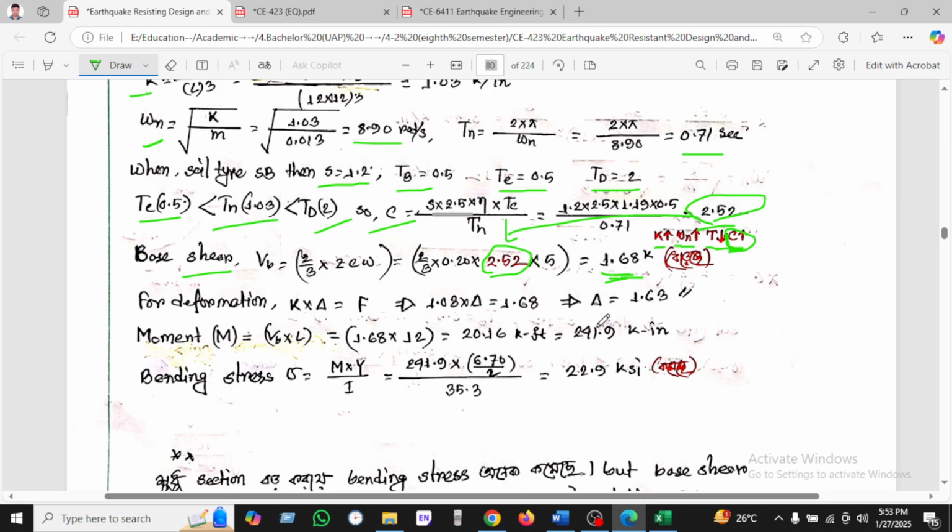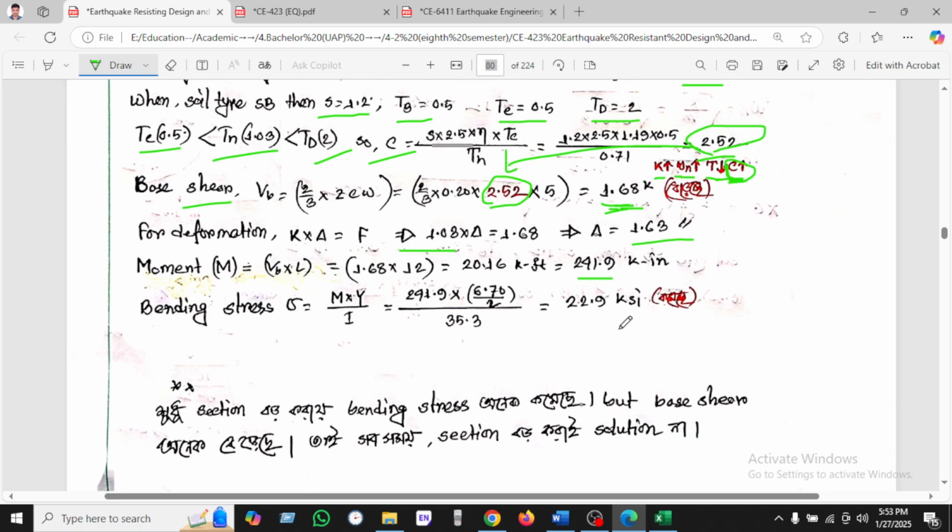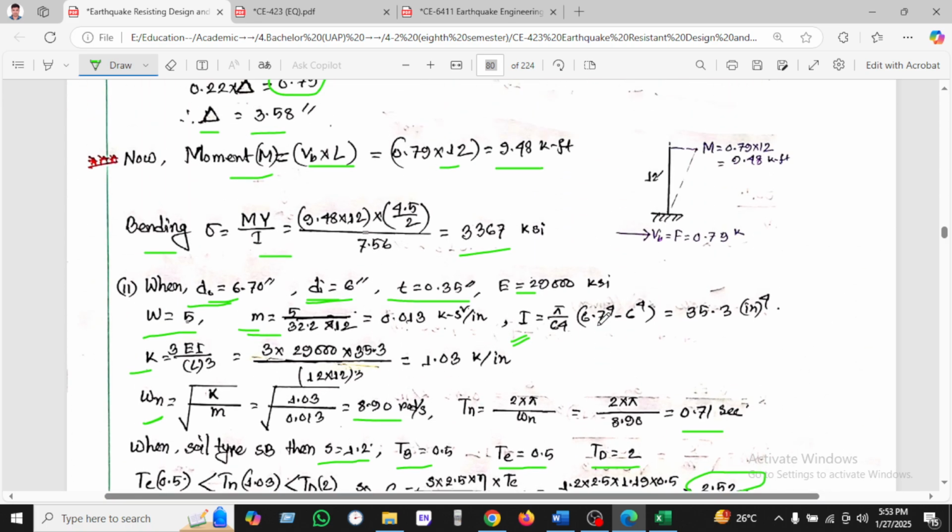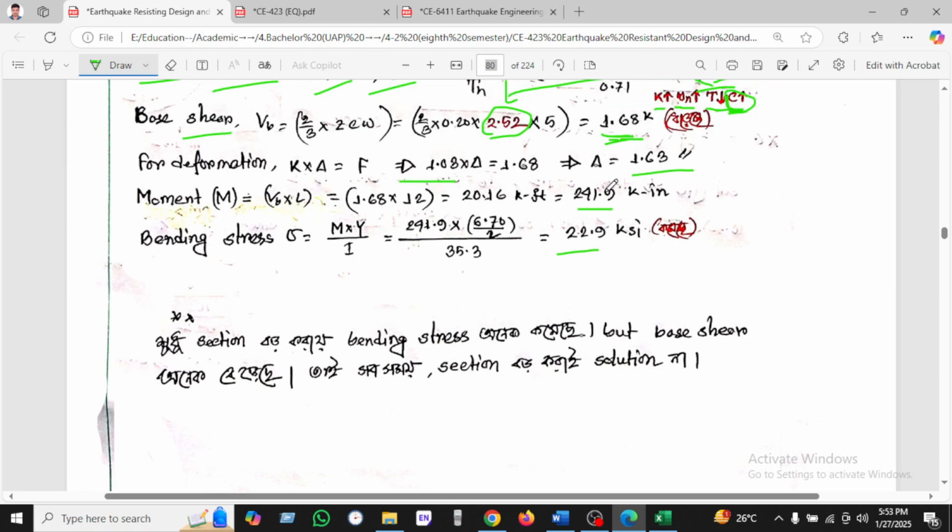And the deformation also we have found 1.63, and moment we have found 241, and the bending stress 22.9, which is decreased, as we previously found 9.46, but here we have found 22.9. So we have seen when you increase the section, then it decreases the bending stress.